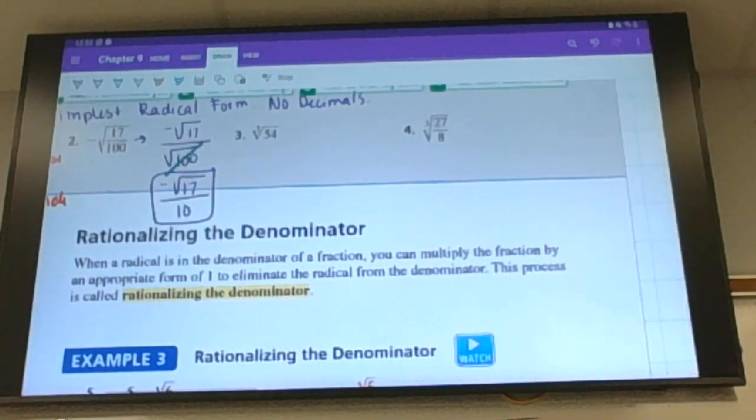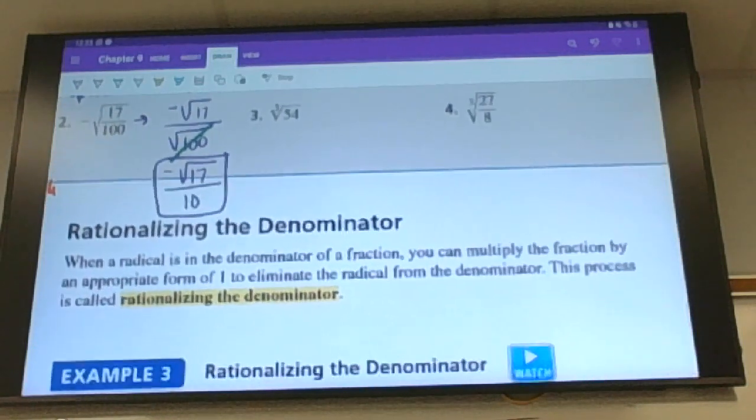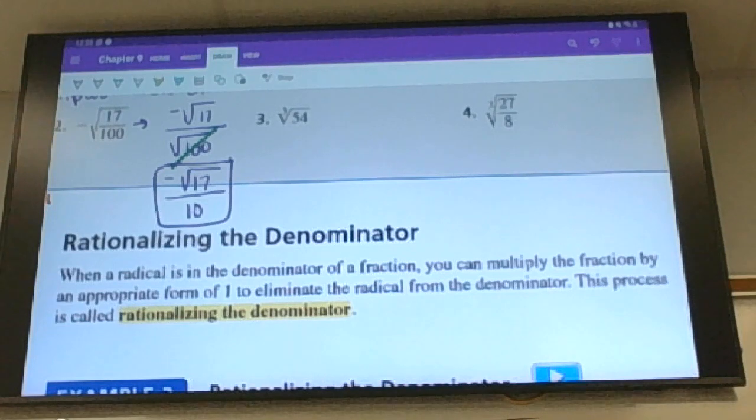Questions on 2? Because you don't want to separate it into like 16 plus 1. It would have to be multiplication, only using multiplication. It's just out there the whole time. Just put it to the top.